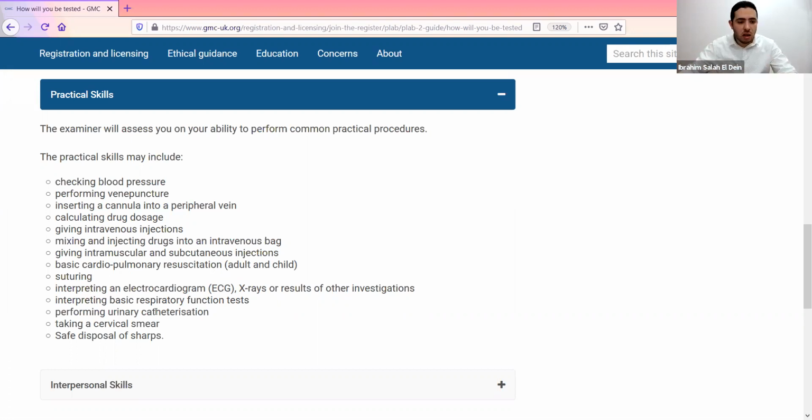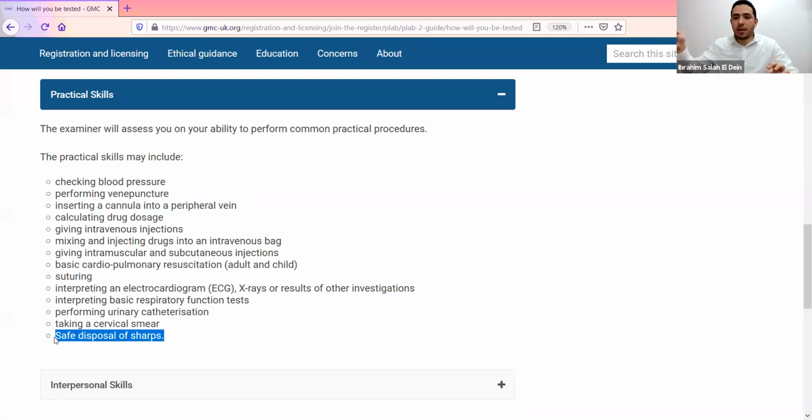Interpreting basic respiratory function tests, performing urinary catheterization for medical purposes, or even for treatment, I mean by that, or even for taking a urine sample. So the whole station will be about taking a urine sample. Taking a cervical smear, so you need to know about the Cusco speculum and how to use it. Safe disposal of sharps is one of the most important things you need to know about the whole procedure.